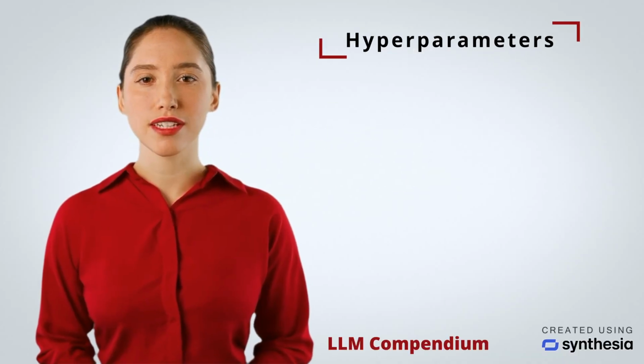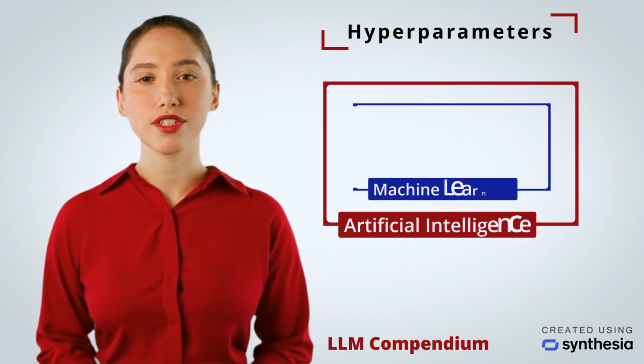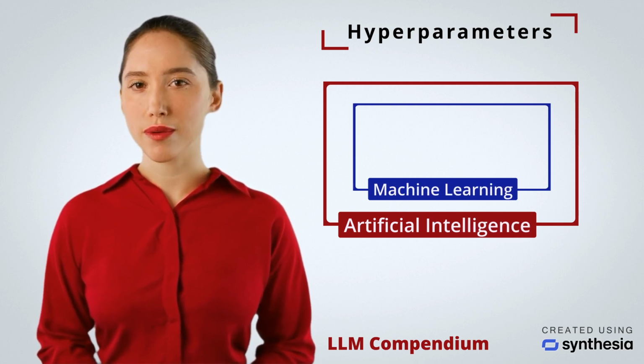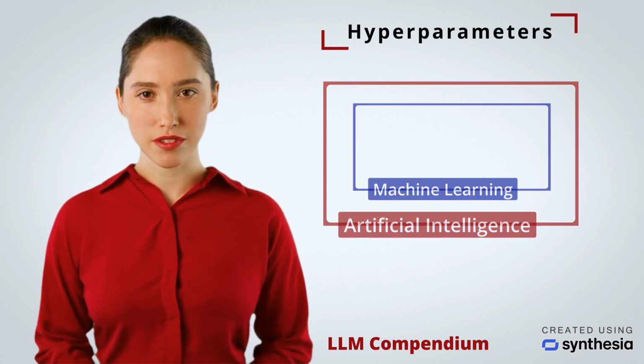What are hyperparameters in the context of artificial intelligence, and specifically in the subfield of machine learning? Let's start with a real-world analogy, and specifically the way learning works in the world of humans.